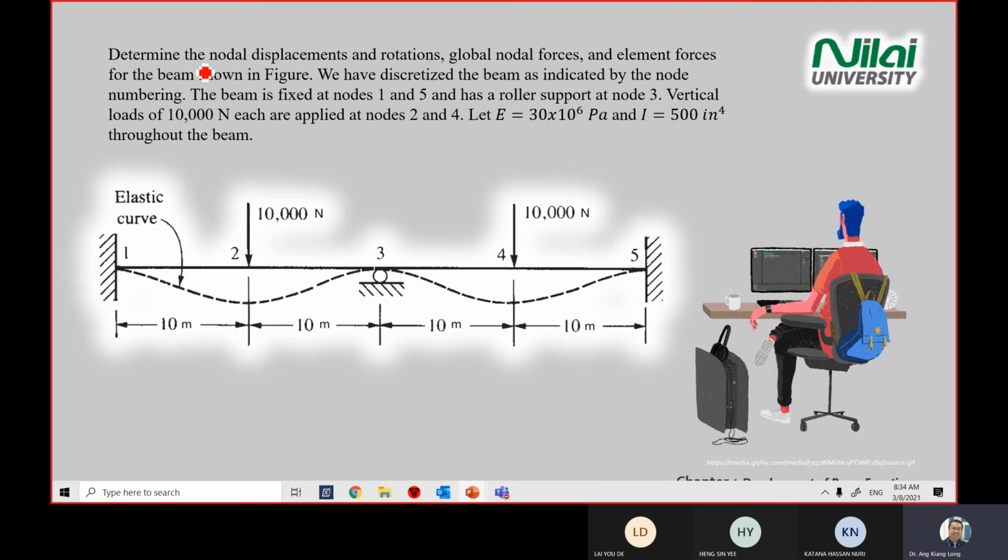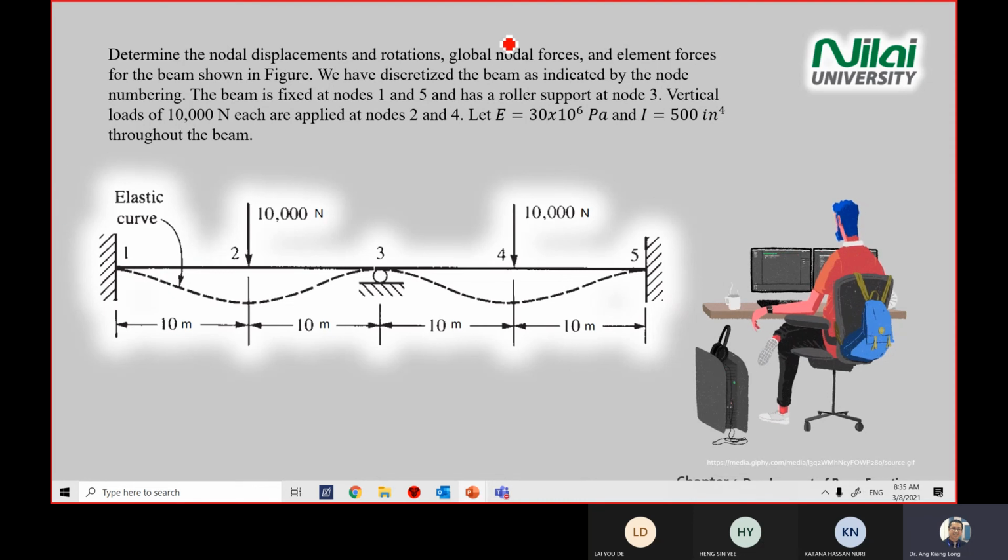It will ask you to determine the nodal displacement and rotation. Nodal displacement means that you need to find the displacement at each point, and the rotation at each point. So at each point you have one displacement, one rotation. So you have 10 unknowns there. Okay, 10 unknowns is a very big question. It's a very big matrix later on.